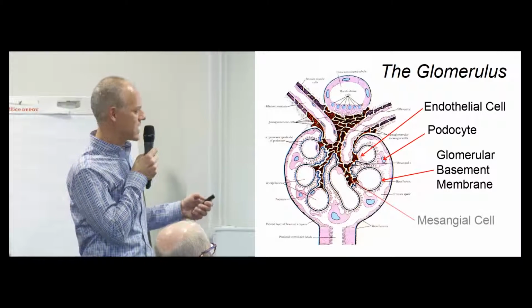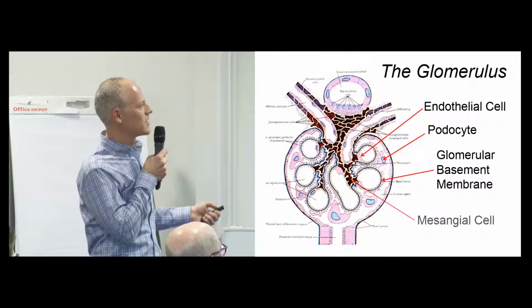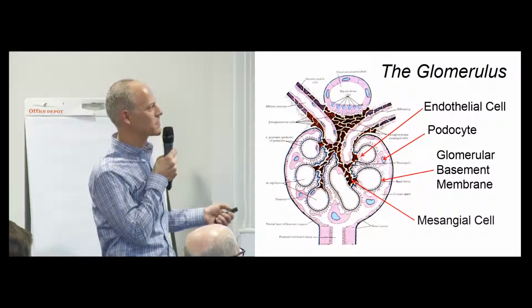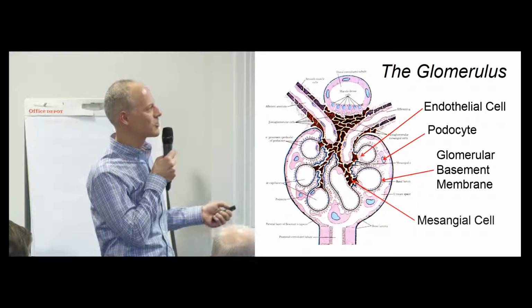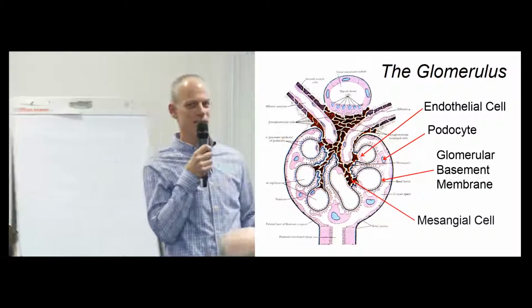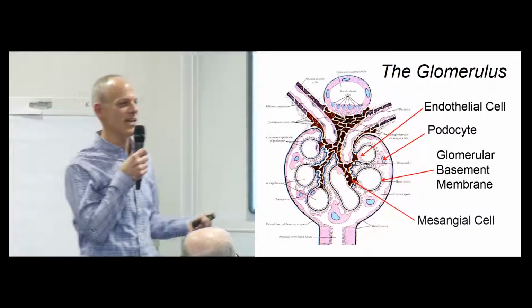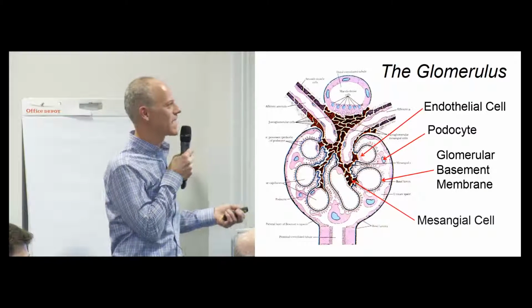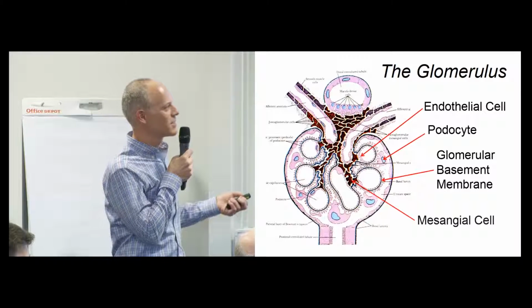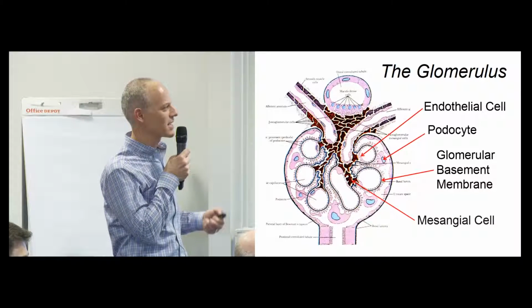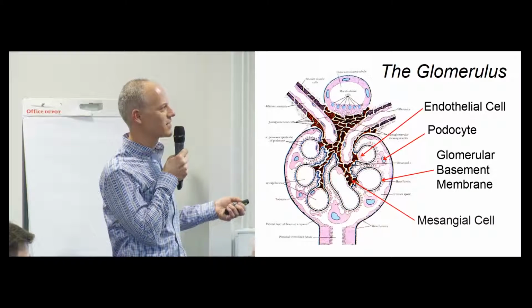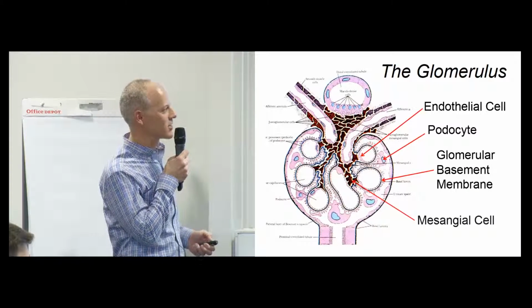The third cell type is the mesangial cell, which are smooth muscle-like cells that bind to the bases of the capillary loops and maintain these capillary loop structures. And by contracting, mesangial cells can actually change the diameter of the glomerular capillaries and change the hydrostatic pressure of the plasma that's flowing through the capillaries, and therefore influence the rate of filtration across the capillary wall.